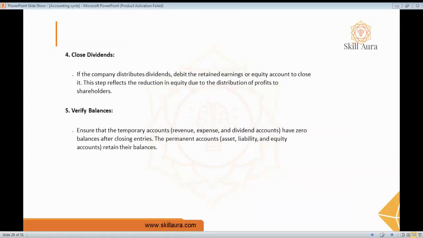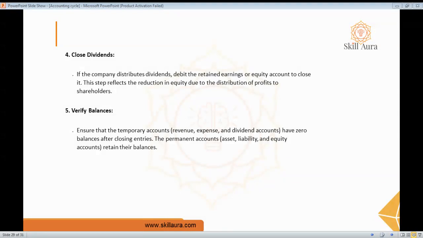The next one is close dividends. Here, if the company distributes the dividends, debit the retained earnings or equity account to close it. So it will reflect the deduction in the equity due to the distribution of profit to the shareholders. So this is how the dividend works. It will be closed, as you go and distribute the profit to the shareholders.